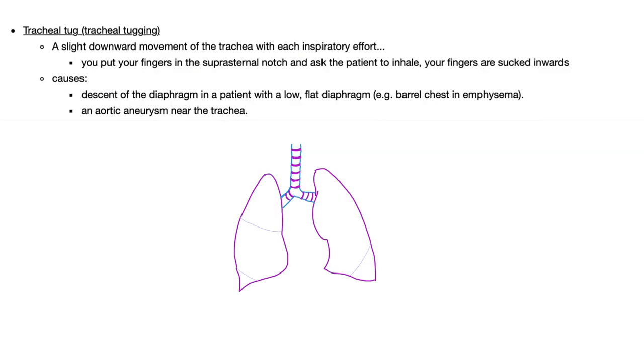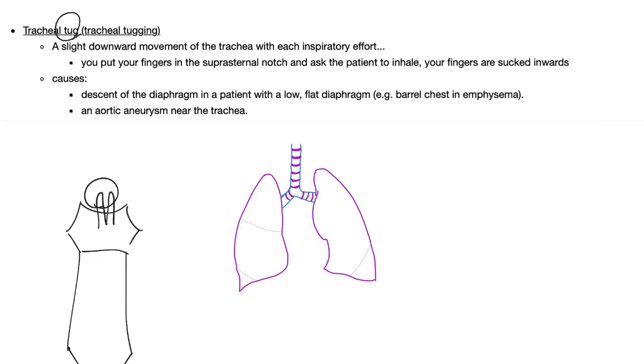Tracheal tug, not the shift, but the tug. Okay, so here is your nice sternum. All right, here is the fine manubrium, and here is the angle of Louis, and then the body, and then the xiphoid process. Here, it is called the suprasternal notch. When you put your hand here, you're trying to feel if the trachea is central or not. But in some patients, when you put your fingers in the suprasternal notch to feel the trachea and ask the patient to breathe in, your fingers are sucked inward. And you can't find your fingers.